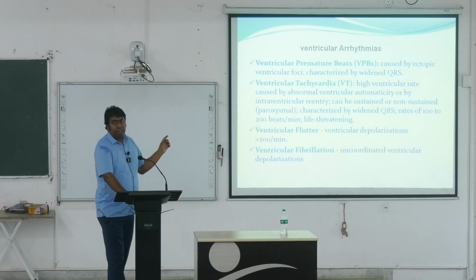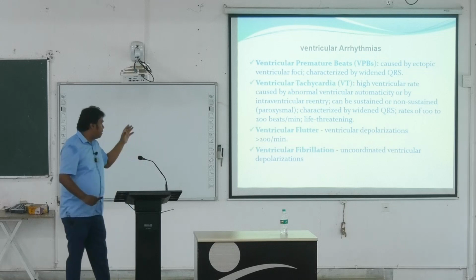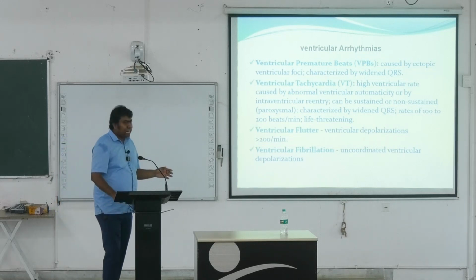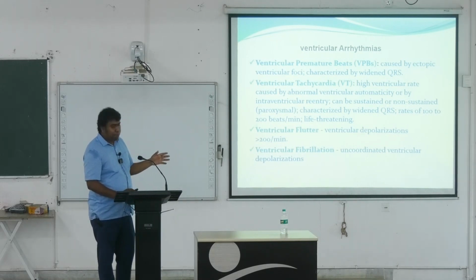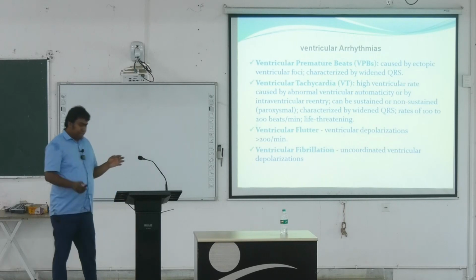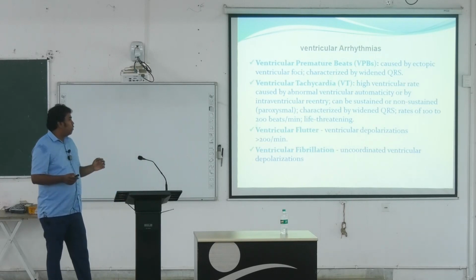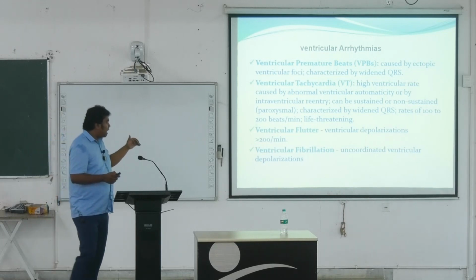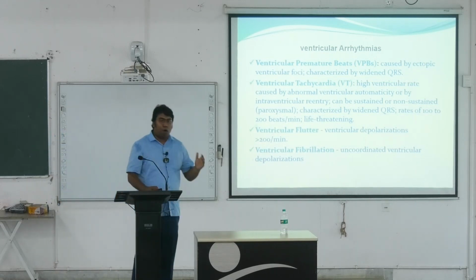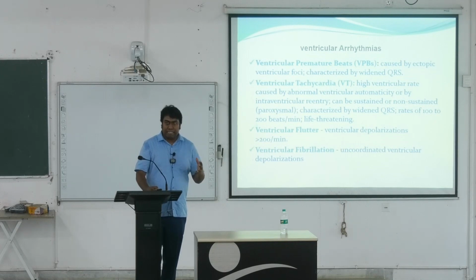The QRS complex will be wide for ventricular tachycardia and premature beat. In ventricular flutter, the ventricle contracts more than 200 times per minute. And uncoordinated ventricular depolarization leads to fibrillation. Ventricular flutter, fibrillation, ventricular tachycardia, all are medical emergencies.